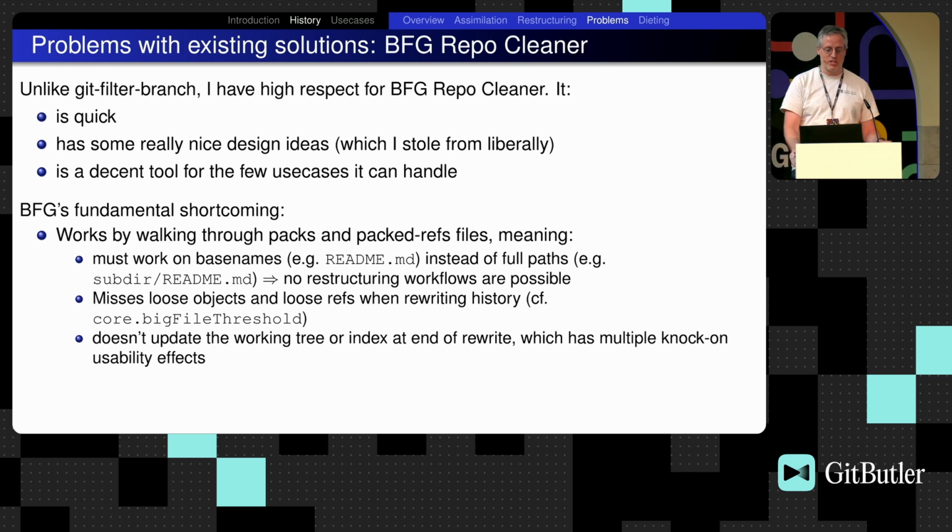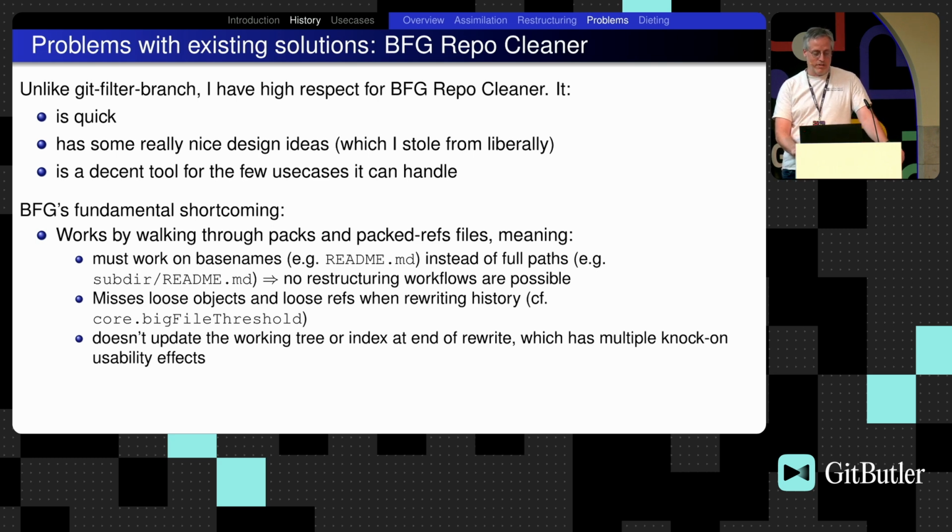Its whole design was based around walking through packs and packed refs files, and that meant a few things. One, it only provided an ability to work on base names. So you could tell it instructions relative to, say, README, and that'd be all the README files within your repository. You couldn't specify a particular one. And that meant that no file restructurings were really possible with it. All it can be used to do is delete a few files by name. And all of my use cases had restructuring workflows within them.